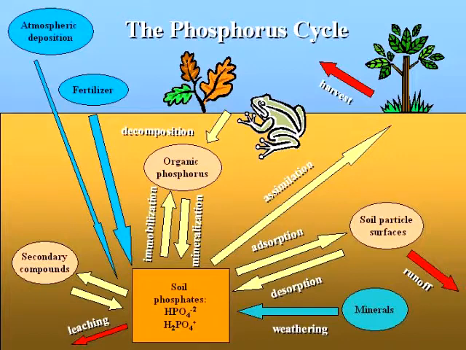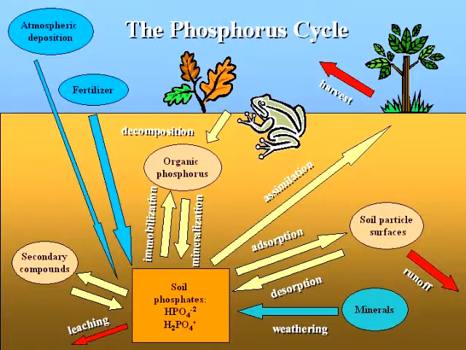In plants, it is also referred to as one of the macronutrients, one of the big three: nitrogen, potassium, and phosphorus are the big three elements that fuel plant growth. So understanding something about the phosphorus cycle is key.